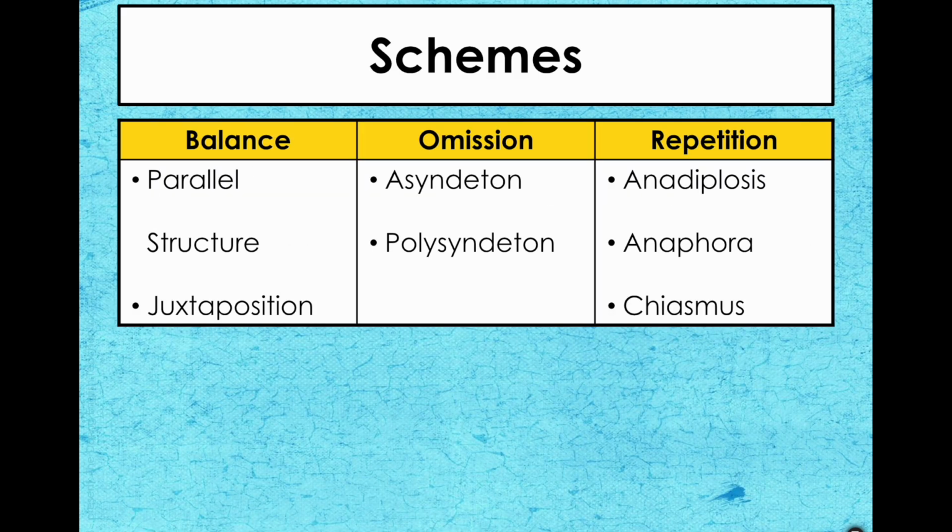All right, so to review our schemes, we have parallel structure, juxtaposition, asyndeton, polysyndeton, anadiplosis, anaphora, and chiasmus. And that finishes us up for our tropes and schemes. Hopefully you took plenty of notes. You are responsible not only for knowing the definitions of these terms, but also for being able to identify their use in a text.